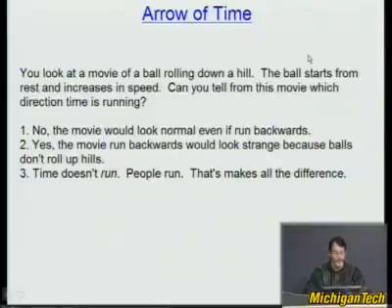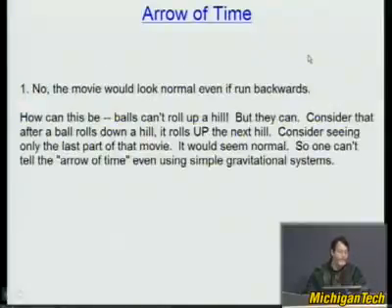Three: time doesn't run, people run. Get this straight. That makes all the difference. So you can contemplate this now, turn it off, go have lunch, ask your friends, phone a neighbor. Drum roll. No, the movie would look normal even if run backwards. How can that be? Balls can't roll up a hill, but they can.